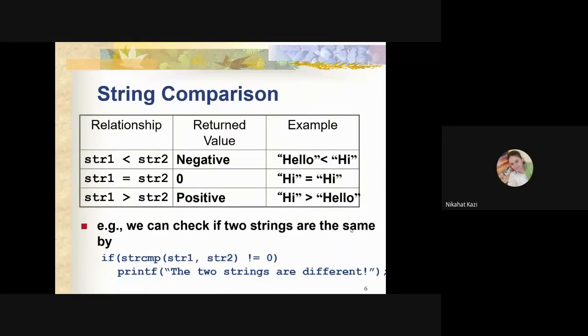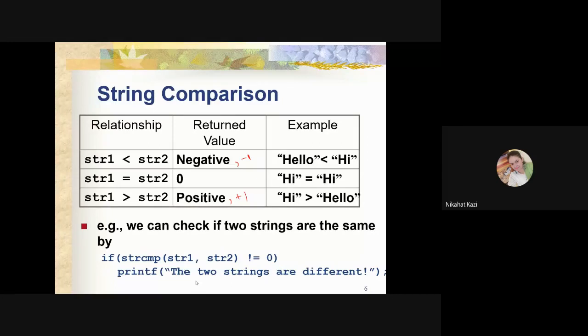So I'll jump to this table. If string 1 is less than string 2, then it returns a negative value. Usually in most of the compilers this value is -1 if string 1 is less than string 2. If string 1 is equal to string 2, it will return 0, and if string 1 is greater than string 2, then it will return a +1. If you write this as a program, you will get the exact value on your compiler. It is compiler dependent. That is why it's written negative, positive, and 0.